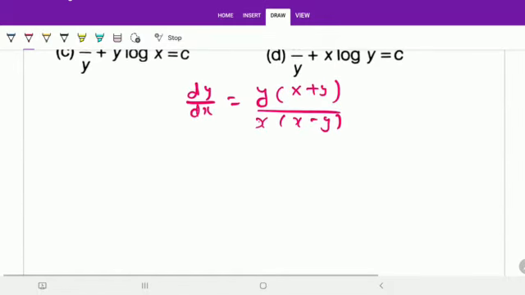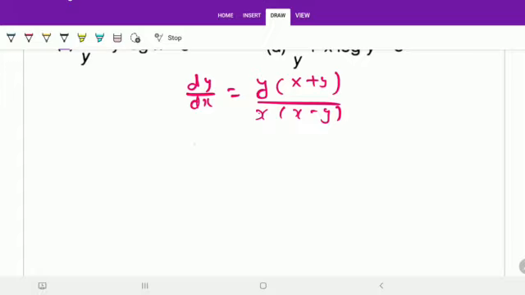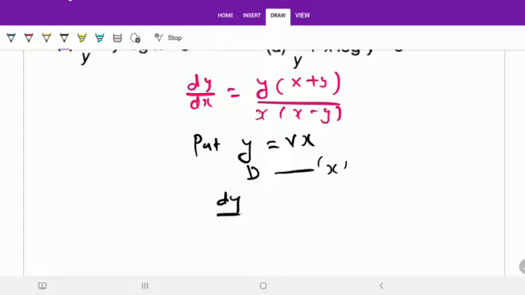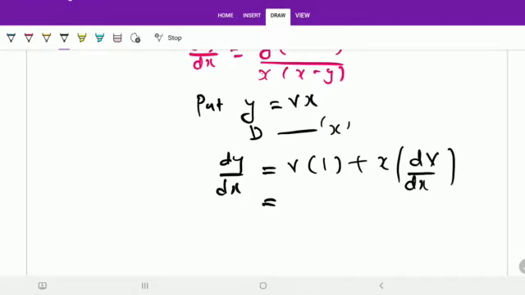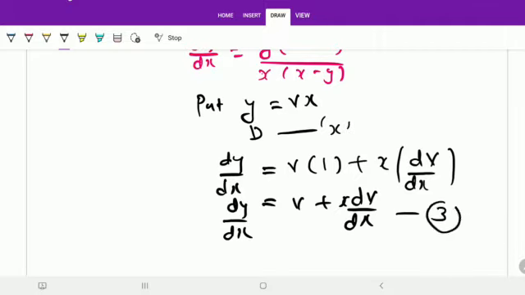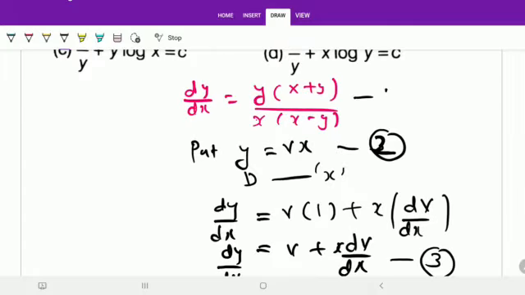Now in a homogeneous differential equation, the first step is always to put y equal to vx. If I differentiate with respect to x, the derivative of y will be dy by dx, and the derivative of vx is, taking v as it is, derivative of x is 1, plus x as it is, derivative of v is dv by dx, which I write as v plus x dv by dx. Now I number them. The value of dy by dx I call equation 3, the value of y equation 2, and the given equation I call 1.